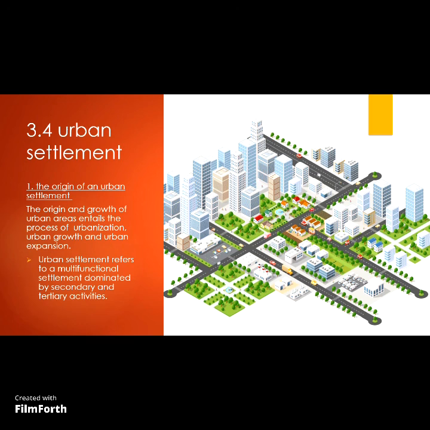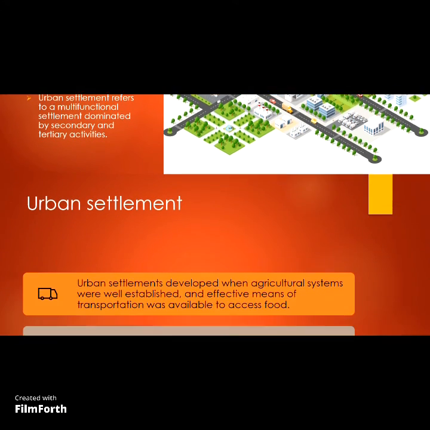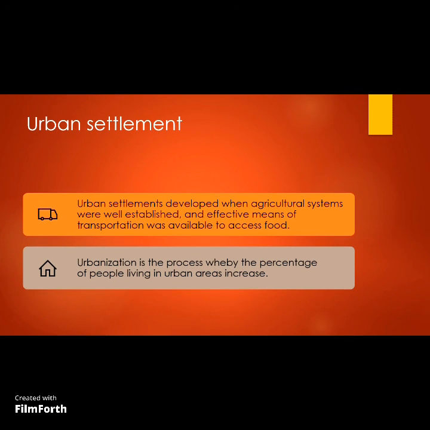Urban settlement. Now we're going to unpack the origin of an urban settlement. The origin and growth of urban areas entails the process of urbanization, urban growth, and urban expansion. Urban settlements refer to multifunctional settlements dominated by secondary and tertiary activities. Urban settlements developed when agricultural systems were well established and effective means of transportation was available to access food. Urbanization is the process whereby the percentage of people living in urban areas increases.